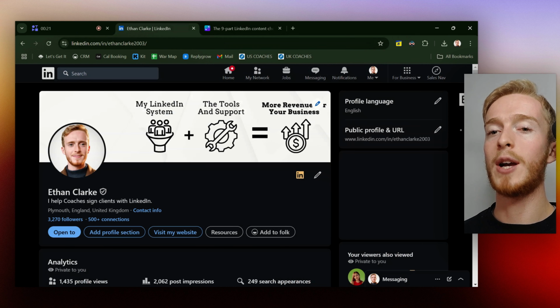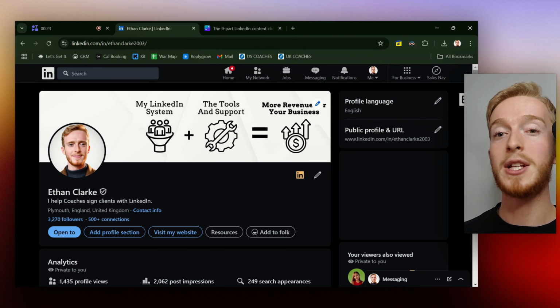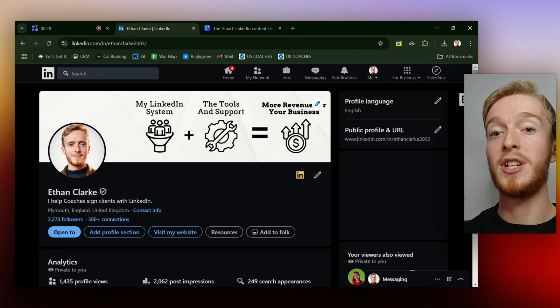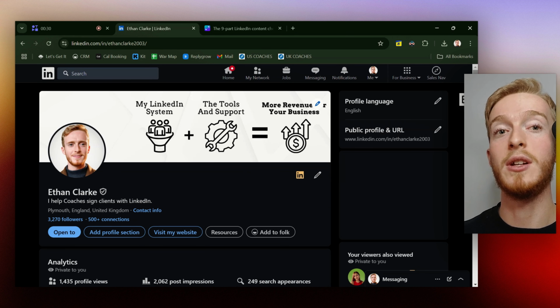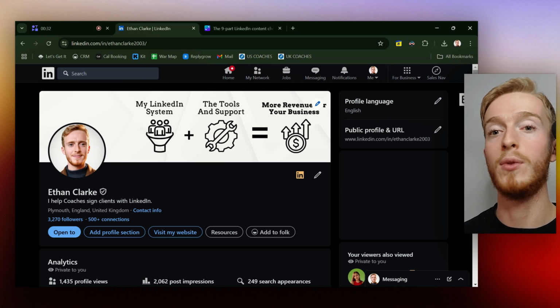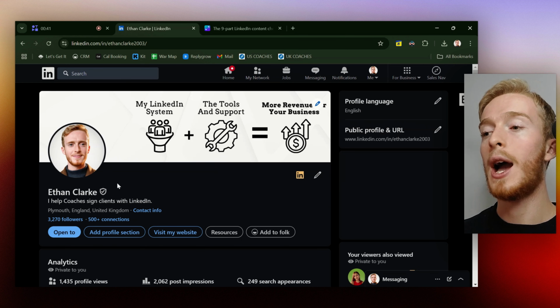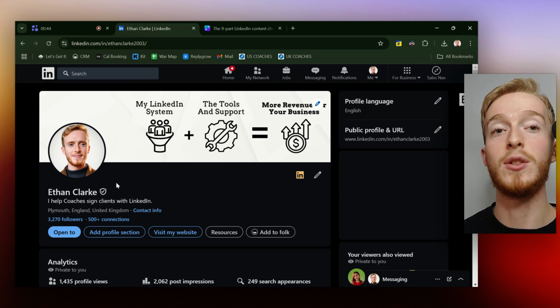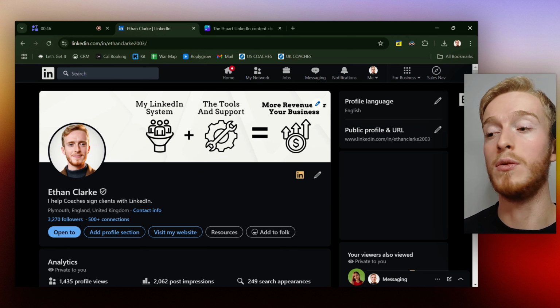So if we take a look at my profile at the moment, I like to divide this usually into about three areas, right? So what you have here is obviously the first thing your ideal client's going to see, right? So this is the top half. Now, this includes things such as the banner, the profile picture, and the headline. Now, this is arguably the most important section that you want to focus on. And let's just dive straight into what I'm doing to do this.